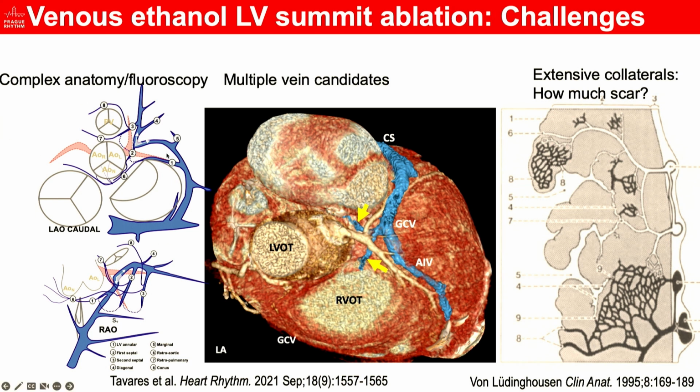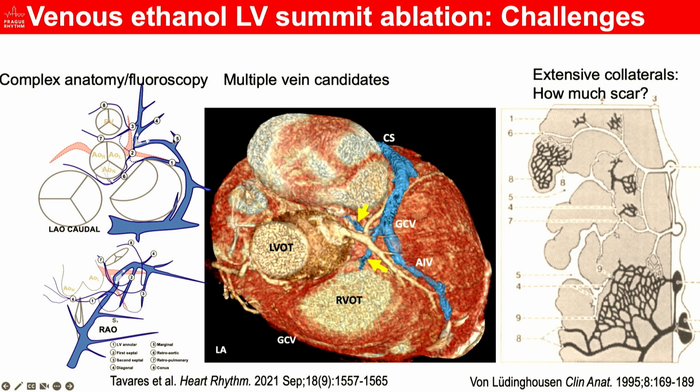And I just want to make a clear take-home message: if you use the LAO caudal view, you open up the transition from great cardiac vein to the anterior interventricular vein. In that projection, it's very easy to see all the LV summit veins, which include an LV annular vein that goes towards the aortomitral continuity, a septal vein at the corner of the great cardiac vein with anterior interventricular vein, other more distal septal veins that may have branches between the pulmonary artery and the aorta, and some diagonal branches.